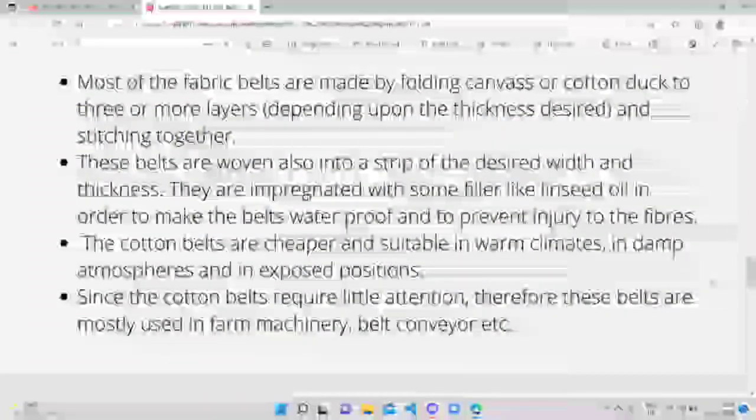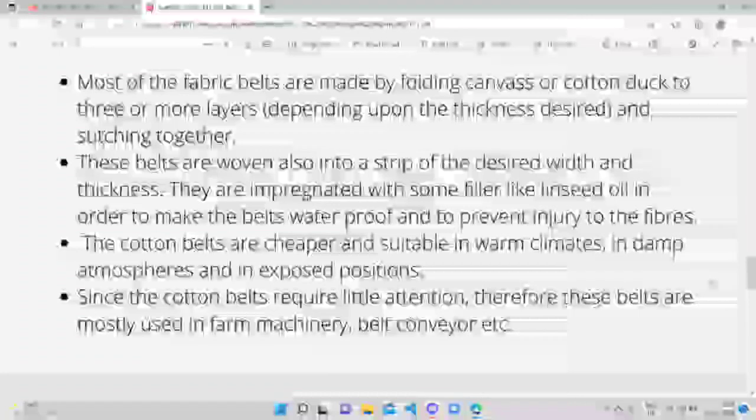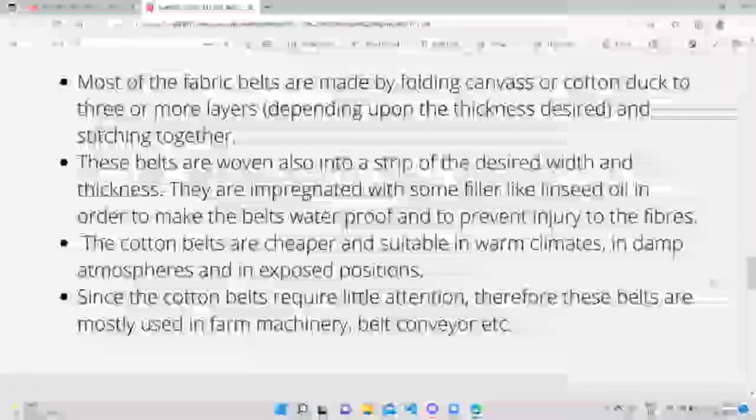These belts are woven into a strip of the desired width and thickness. They are impregnated with some fillers like linseed oil or some other fillers in order to make the belts waterproof and to prevent injuries like wear and tear to the fibers.